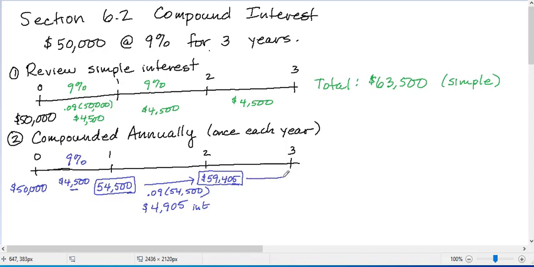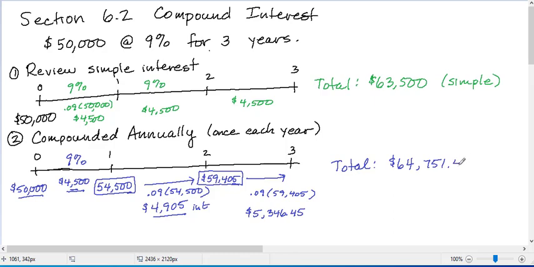So I add this onto the balance from the end of year 1, and now I have $59,405. And then during the third year, the original $50,000 gets to earn interest, $4,500 from the first year gets to earn interest, and $4,905 from the second year all gets to earn interest. So I have 9% of $59,405. That third year's interest amount is $5,346.45 for a grand total of $64,751.45. So you can see how compared to simple interest, compounding is a lot better to let your interest earn interest.